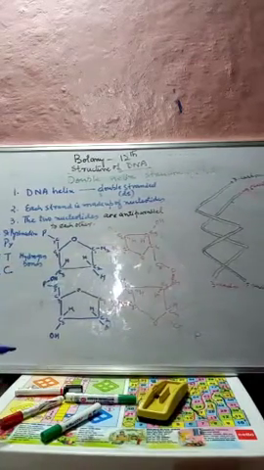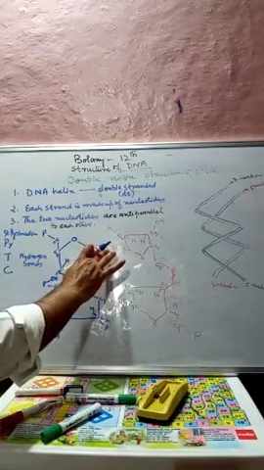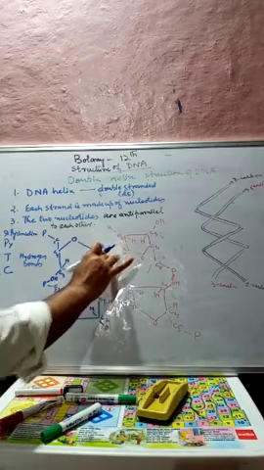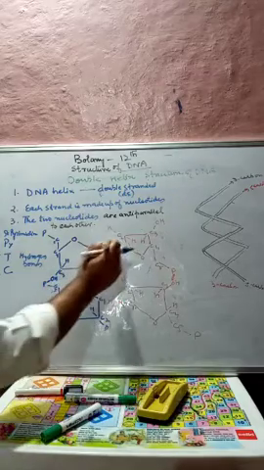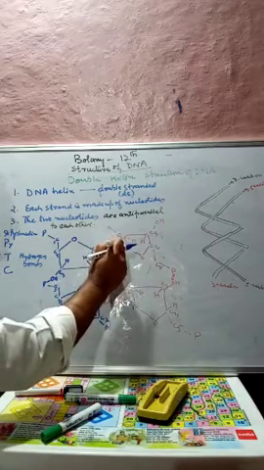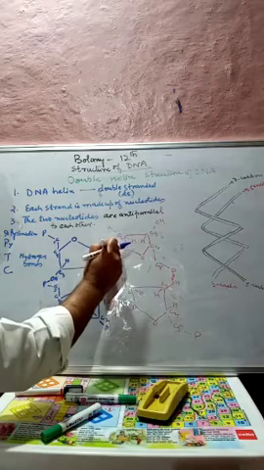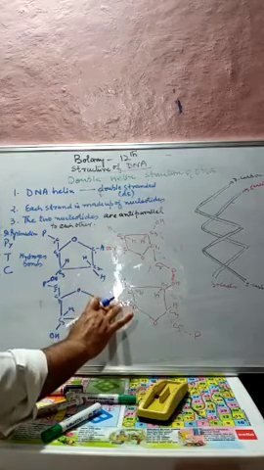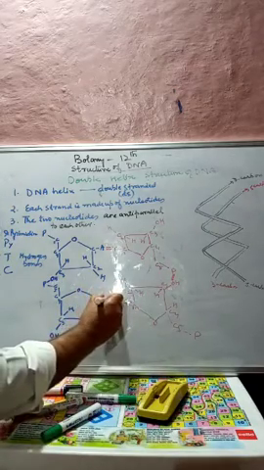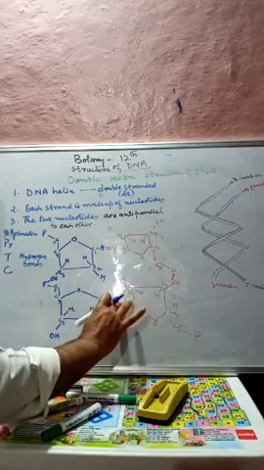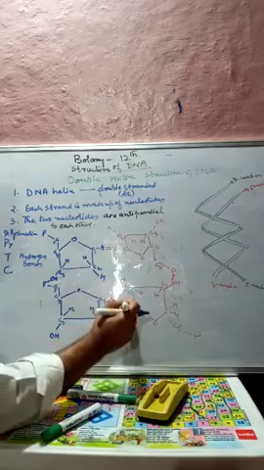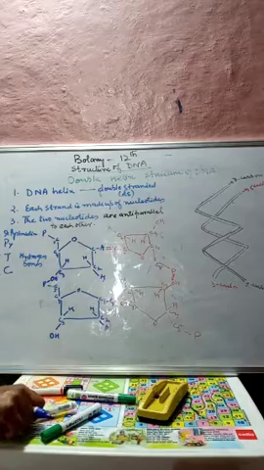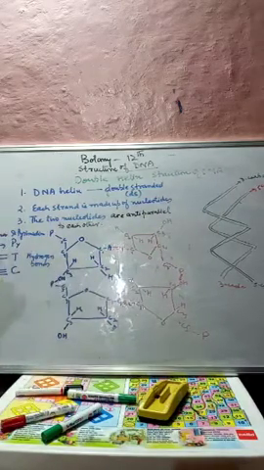Now what will happen, for example, if here the nitrogen base is adenine, it pairs with this base, that is the thymine, with the help of the double bond. Now if here the nitrogen base is guanine, it will pair with cytosine with the help of triple bond. So this is how these bases are found.